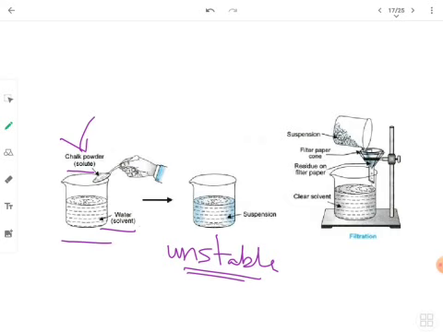But if you keep this chalk powder and water mixture for some time, what will you observe? You will see that the chalk powder has settled down at the bottom. That means solute and solvent have now separated out. So suspensions are unstable. Next point, can you filter them using a filter paper?